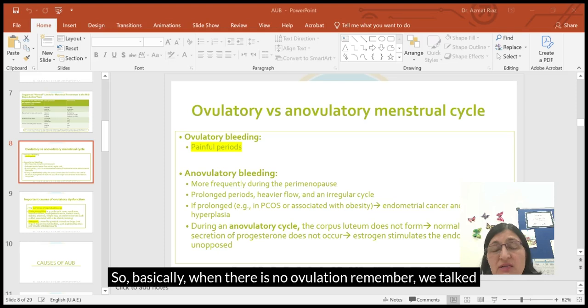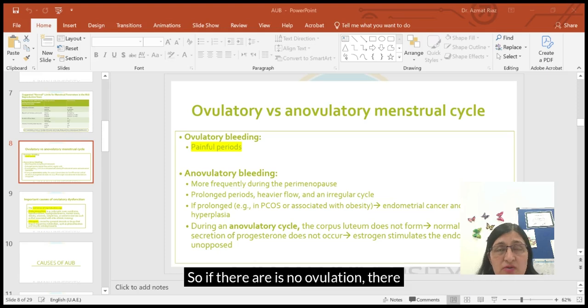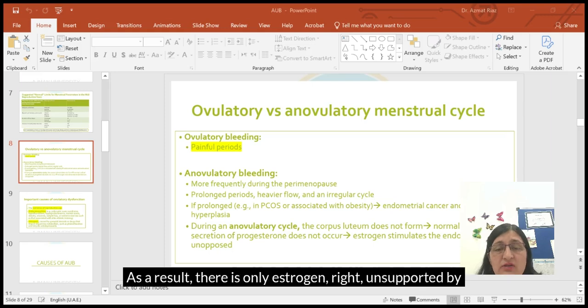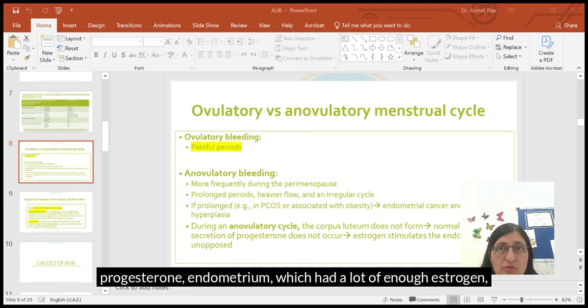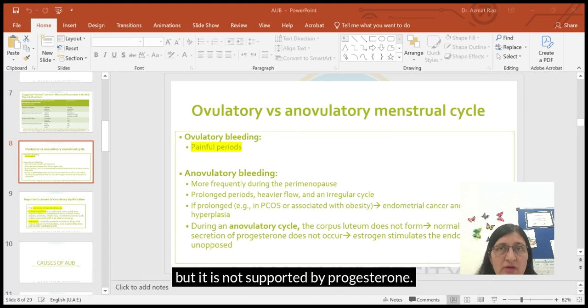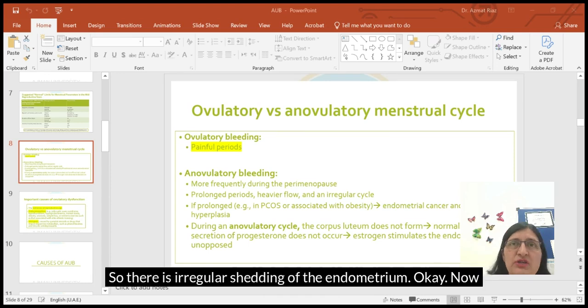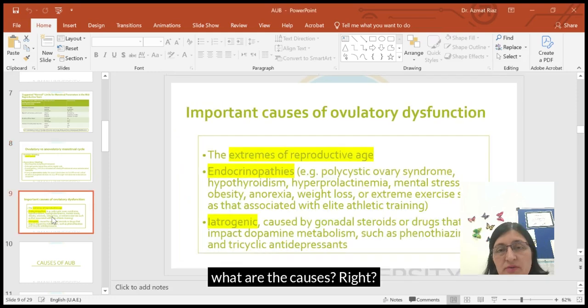So basically, when there is no ovulation, remember we talked about the corpus luteum, which secretes progesterone. So if there is no ovulation, there is no corpus luteum, there is no progesterone. As a result, there is only estrogen, right? The endometrium, which had enough estrogen, is not supported by progesterone. So there is irregular shedding of the endometrium.